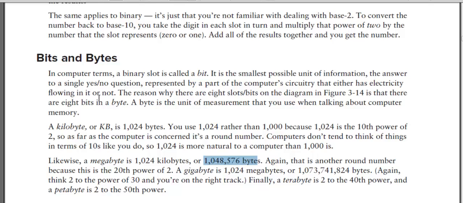So 1024 bytes is a kilobyte, and then if we take 1024 of those, we get a megabyte. And that's actually this many bytes, because 1024 times 1024 gives you this. Again, that is another round number. It doesn't look like a round number, but it is the 20th power of 2. A gigabyte is 1024 megabytes. Again, think 2 to the power of 30 and you're on the right track. Finally, a terabyte, and a petabyte.